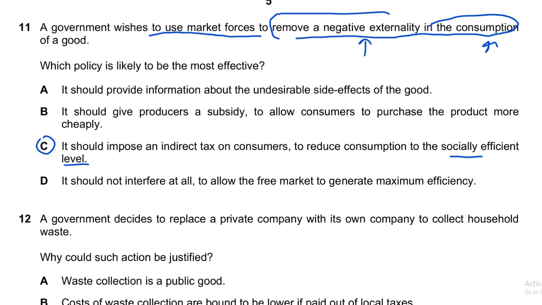Negative externalities are caused when demerit goods are consumed by the consumers. So if government imposes an indirect tax, then demerit goods will get expensive, and as a result fewer people will purchase them, and the economy will move to the socially efficient level of output, and negative externalities will be removed.